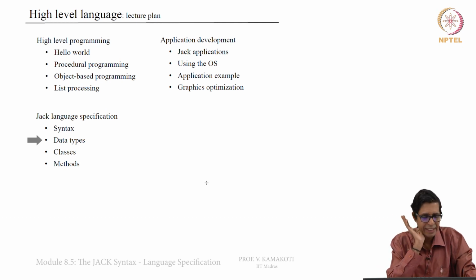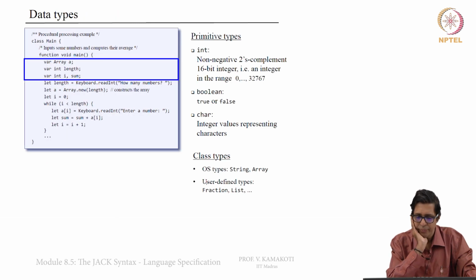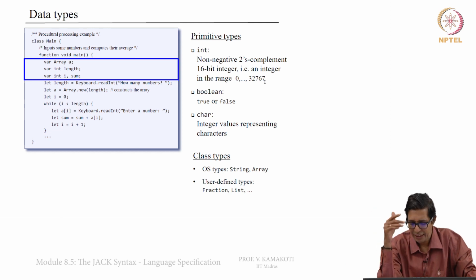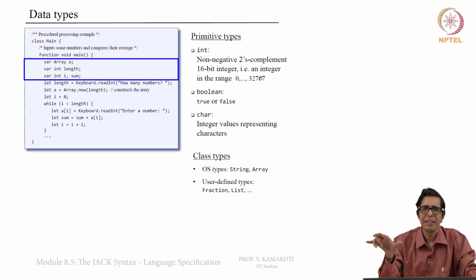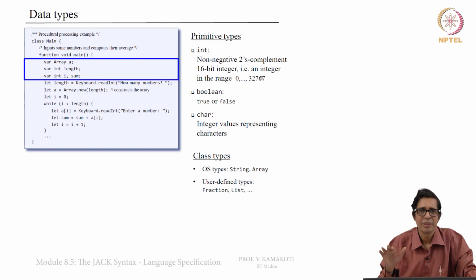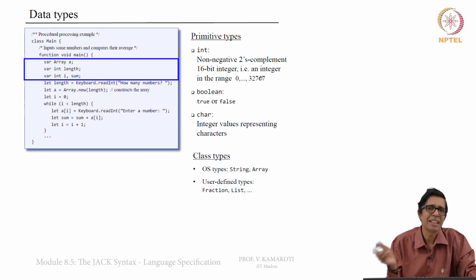Now, we will see the different data types that are part of this. So, I could have int, which is a non-negative 2's complement 16-bit integer, that is an integer in the range 0 to 32,767. 2's complement essentially means it covers positive and negative integers. When I take it as 2's complement, the value will be non-negative for all arithmetic purposes. The interpretation can be positive or negative.